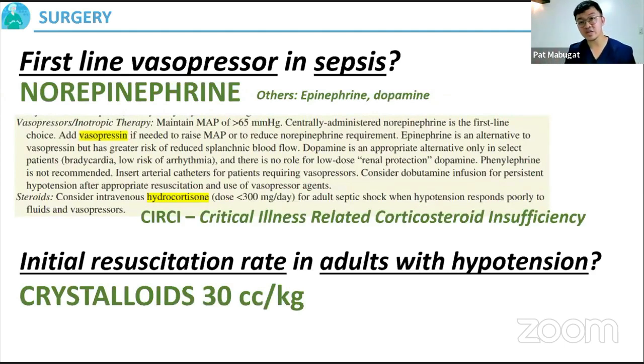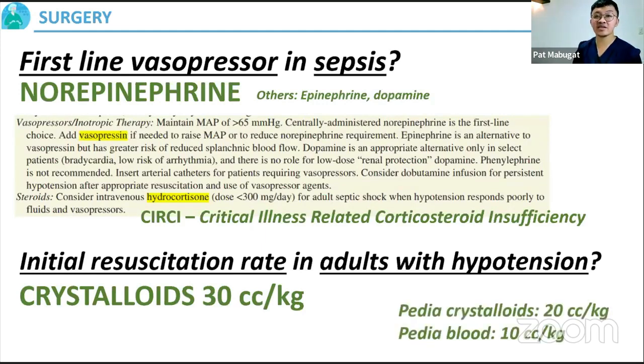But take note, in newer guidelines, in more recent conferences and panels and discussions, the first line actually now is blood rather than crystalloids. However, that is not applicable for every institution, and according to the sepsis guidelines, they may still make use of your crystalloids. Just a side note, for pedia, crystalloids for initial resuscitation, that's 20 cc per kgs. For blood, that's 10 cc per kgs in pedia. Again, adults, 30 cc per kgs. Pedia, that's 20 cc per kgs. Pedia blood, that's 10 cc per kgs.